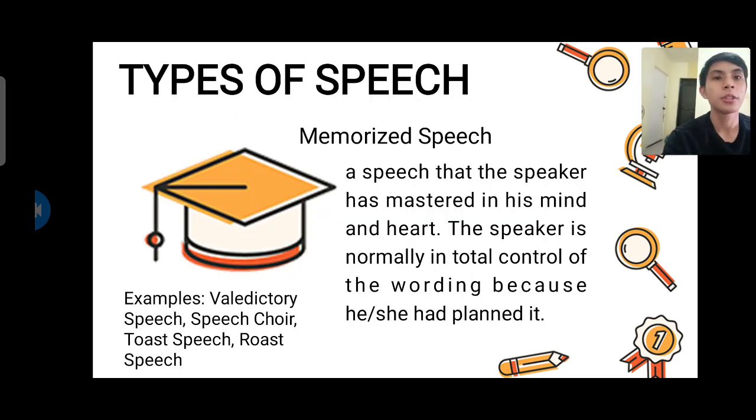So there are multiple types of speech. First is a memorized speech. It is a speech that the speaker has mastered in his mind and heart. The speaker is normally in total control of the wording because he or she had planned it. From the name itself, the speaker is given enough time to prepare and present the speech and master it word for word in their mind and heart. An example of this is a valedictory speech, speech choir, toast speech, and a roast speech.